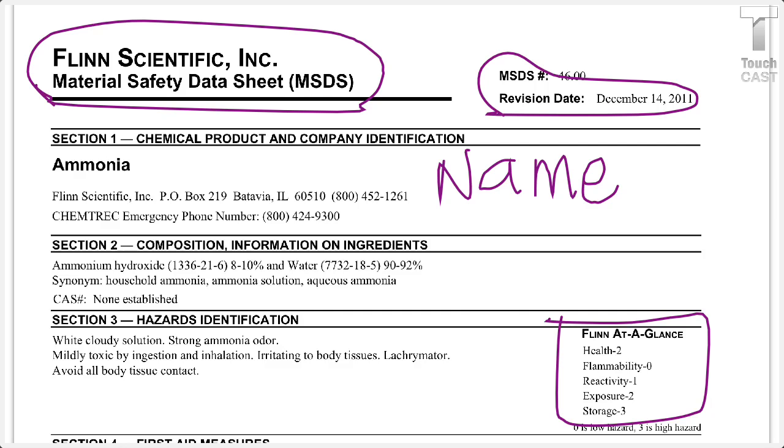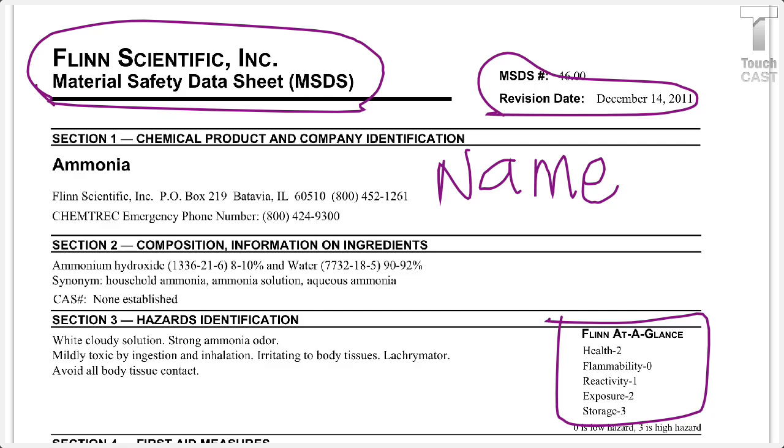You'll notice that I've also put a box around the Flynn at a glance. You'll notice it has health, flammability, reactivity, exposure, and storage. This is a quick way for you to look at the information that's given and not have to search. A 2 tells me that it's a medium health hazard. A 0 tells me it is a low flammability hazard. A 1 reactivity tells me it's slightly reactive. A 2, it's medium. And then for storage, this particular substance is a high hazard. It has a 3. So very quickly I can gain some information.